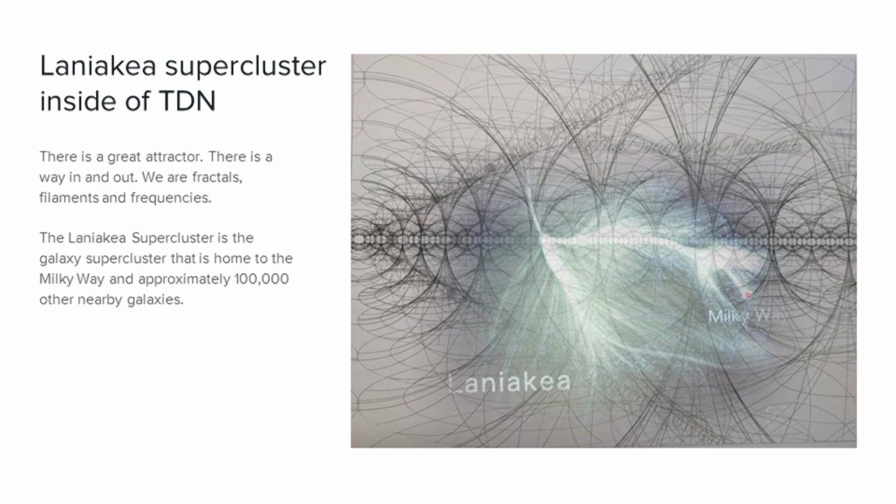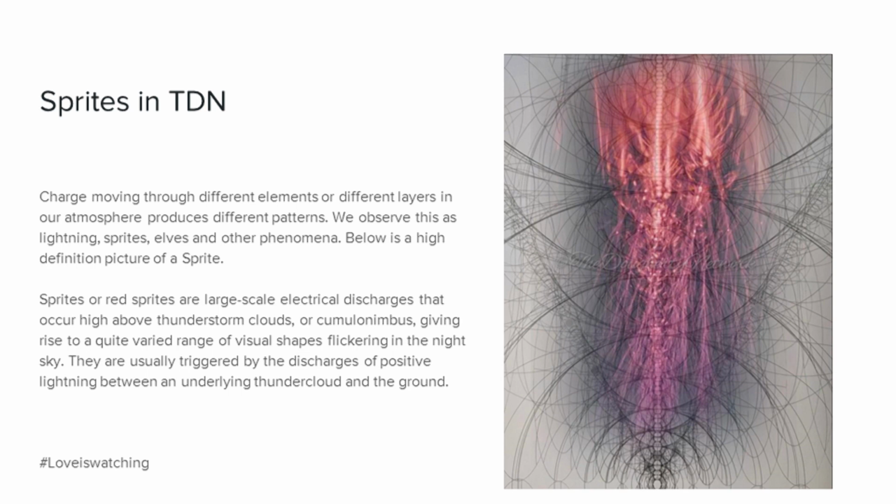Sprites inside of the Dougherty network, you can see the layers, the charge creates different patterns as it moves through the layers of the atmosphere. Blue whirl, the opposed spiral vortices of that.